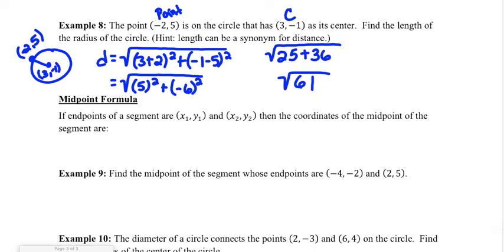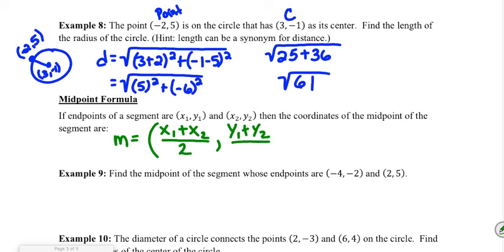All right, our midpoint formula. If I want to know the middle between two ordered pairs, that midpoint formula is going to equal the 2 x values added together and divided by 2. The 2 y values added together divided by 2. And again, it gives you back an ordered pair, so just make sure you do the x's first and the y's second. All right, example number 9. We want to find the midpoint of the segment whose endpoints are -4, -2, and 2, 5. So pretty straightforward.